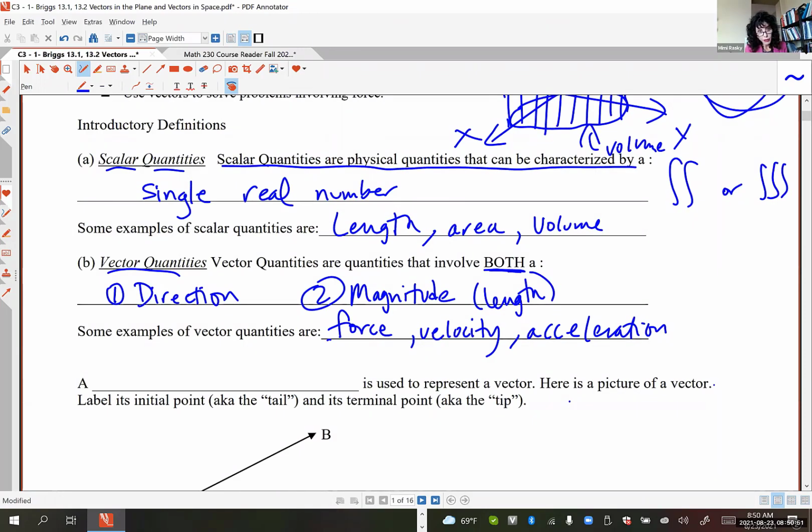So now let's talk about how you represent a vector. We're going to be drawing pictures next. So get ready for some pictures of what a vector looks like. A directed line segment is used to represent a vector. Really? What do you mean?